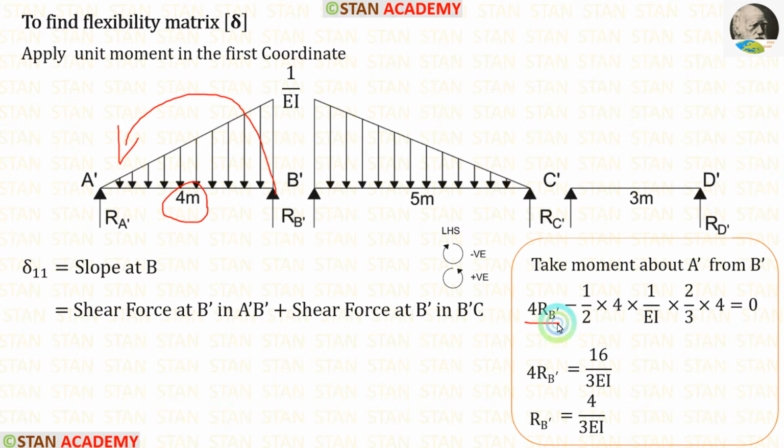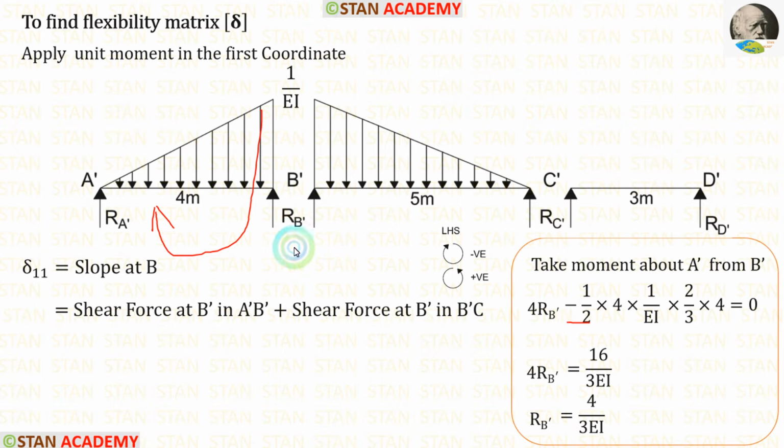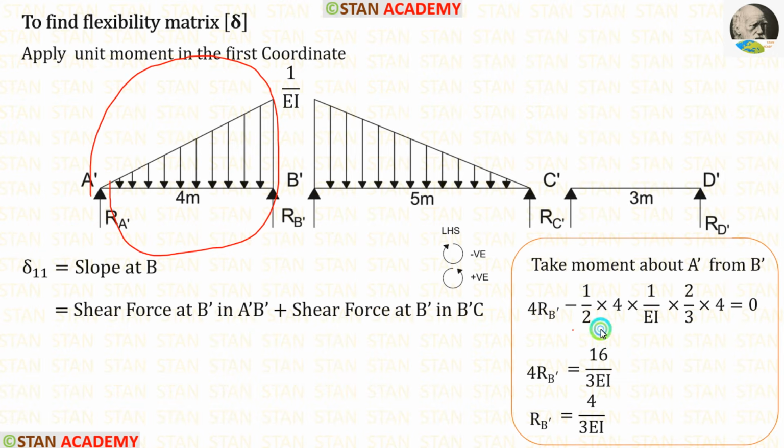So 4 RB dash. This UVL is acting towards the point A dash in the clockwise direction. So it will be negative. For the UVL, we have to multiply the area with the centroid distance. We know that it is a triangle. For the triangle, area formula is half into breadth into height. Here the breadth is 4, height is 1 upon EI. So for the area, we are having half into 4 into 1 upon EI.